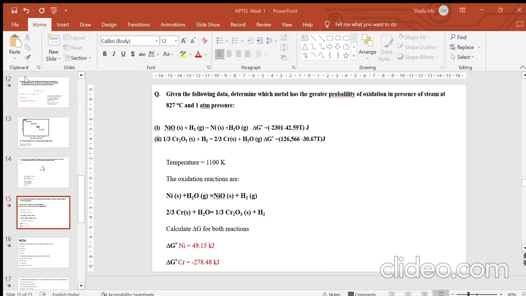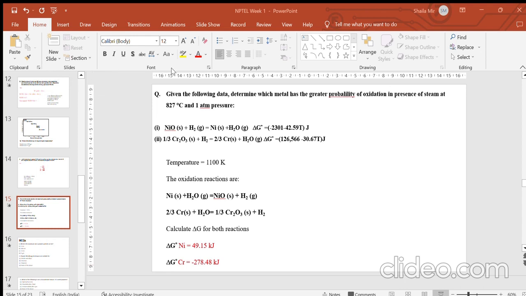Now, for the processing of the powder, we can also use gas based reductions, right? So for example, here is one of the reactions. Nickel oxide can be reduced with the help of H2, hydrogen gas, and you can form nickel metal and water. So this is one of the methods of production of the powders.